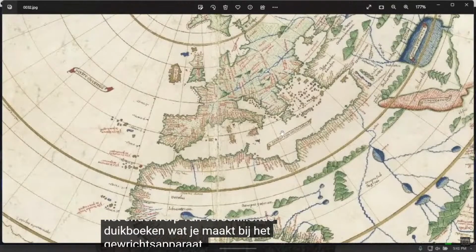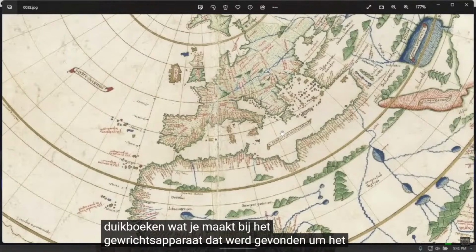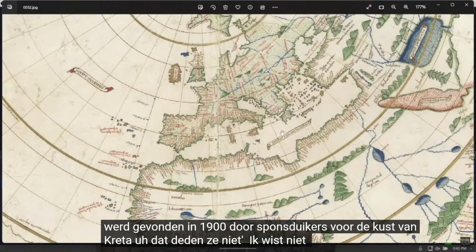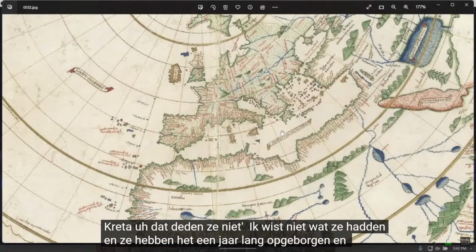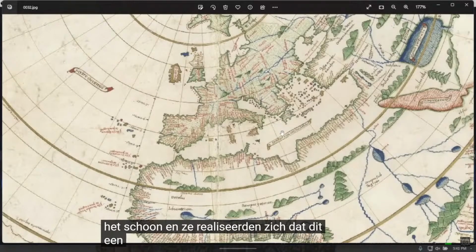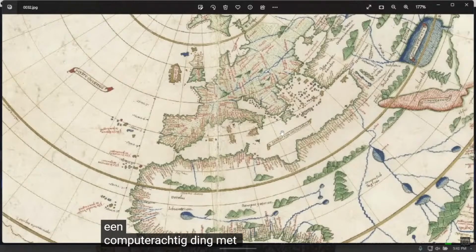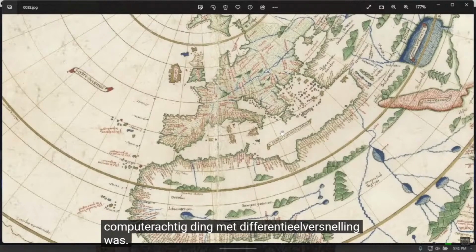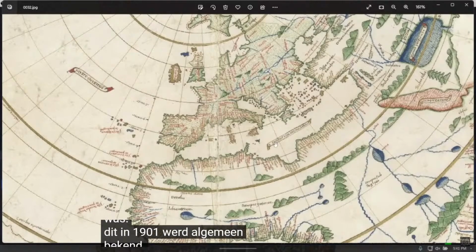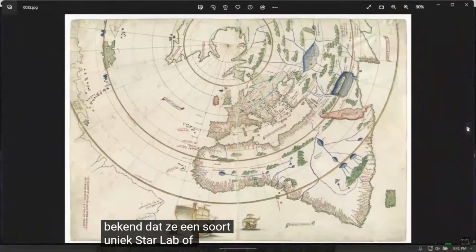What do you make of the Antikythera device that was found? It was found in 1900 by sponge divers off of Crete. They didn't know what they had, and they put it away for a year. In 1901, somebody took it out and cleaned it off, and they realized, holy shit, this is a differential geared computer-type thing. The cogs were really minute, like a Swiss watch. So in 1901, it became public knowledge that they'd found some type of unique star lab or something.